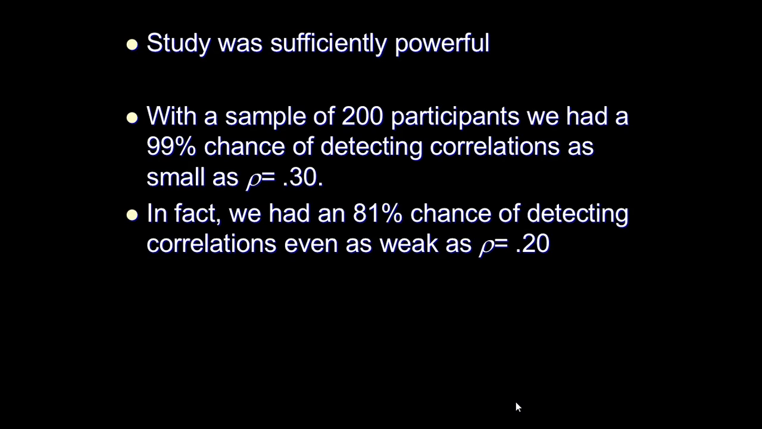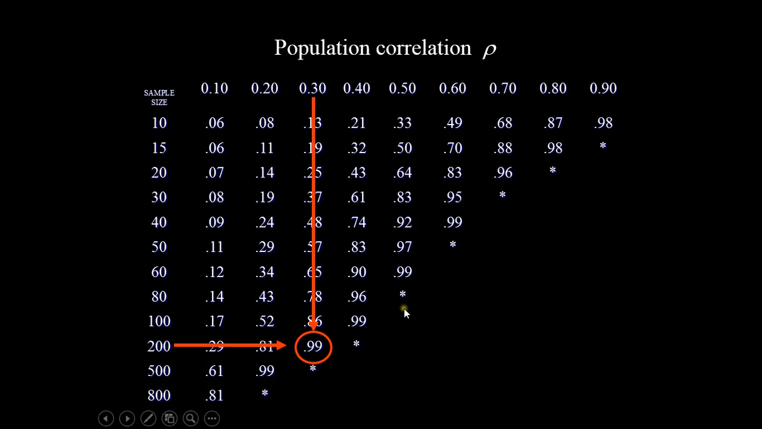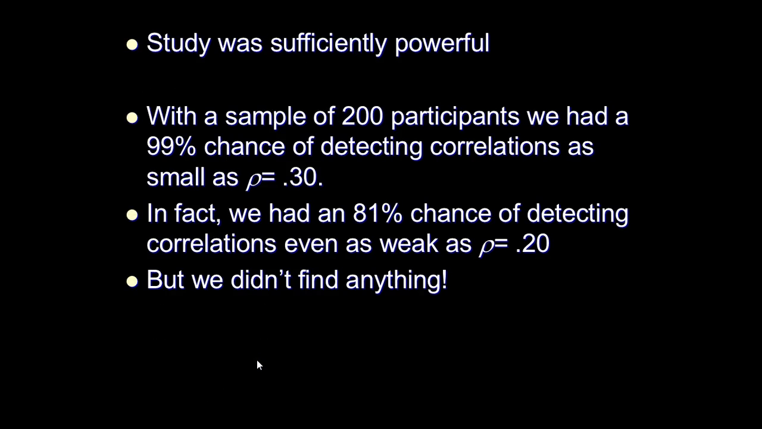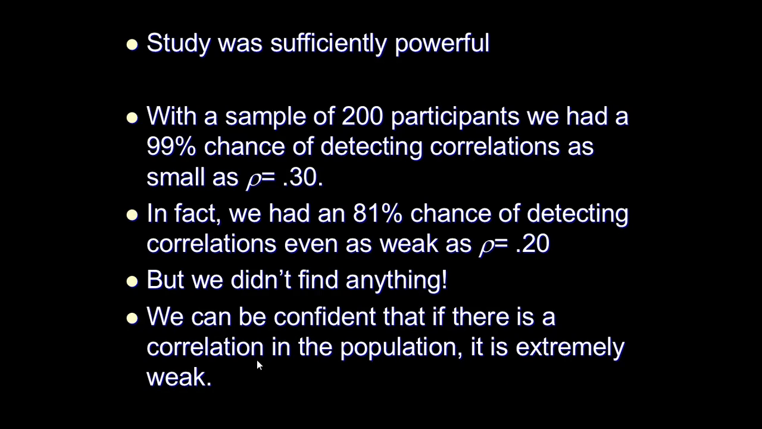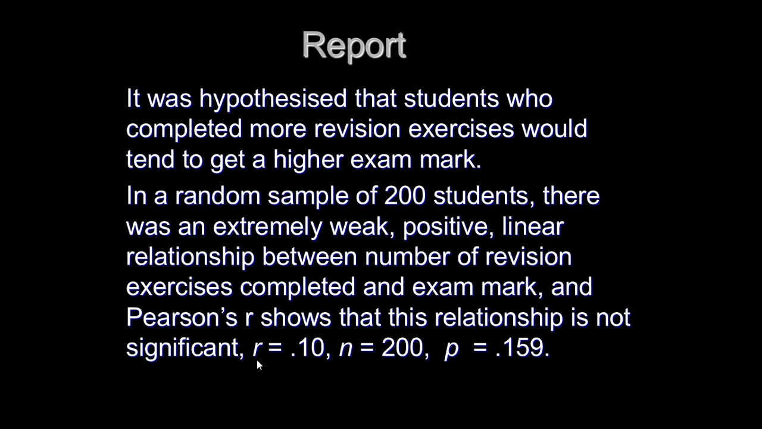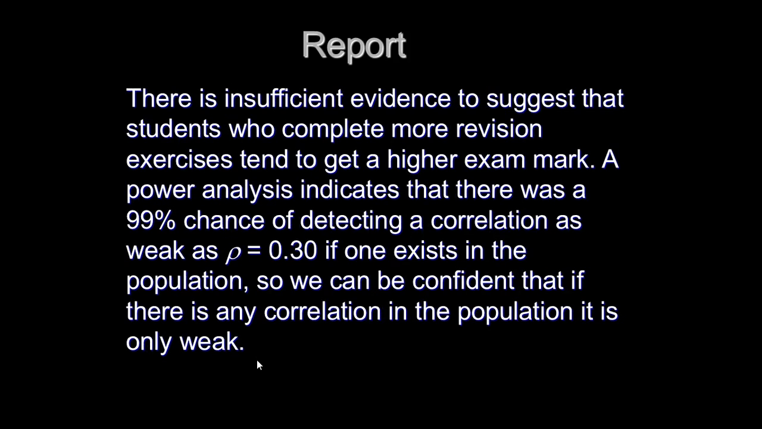In fact, we actually had an 81% chance of detecting correlations as weak as 0.2. You can see here's the 0.2 column. If you go down to 200 participants, behind that row is the figure 0.81, 81%. But we didn't find anything, so we can be confident that if there is a correlation in the population, it is extremely weak. When you write your report, you conclude as usual that there is insufficient evidence to suggest that students who complete more revision exercises tend to get a higher exam mark. You then add that a power analysis indicates that there was a 99% chance of detecting a correlation as weak as 0.3 if one exists in the population, so we can be confident that if there is any correlation in the population, it is only weak.